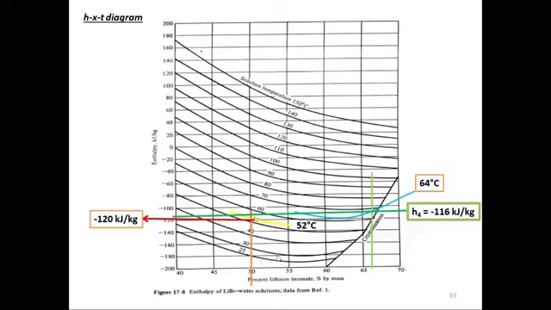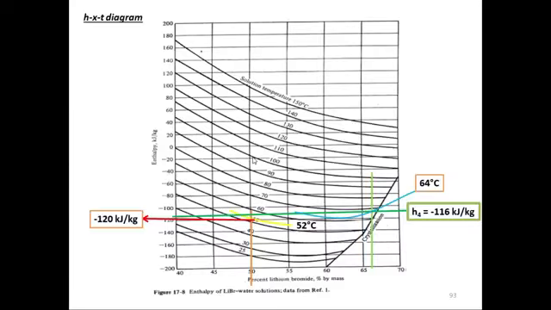The state of H4 we can locate in the graph, because we want to find out the temperature of point 4. We know the concentration is the same as in the generator, which was 66.4%, this green line, and the enthalpy value of H4 we calculated was minus 116. The solution temperature must be this blue line. So we draw a line which crosses these two lines, and that is the temperature of that solution. We estimated it to be 64 degrees centigrade.